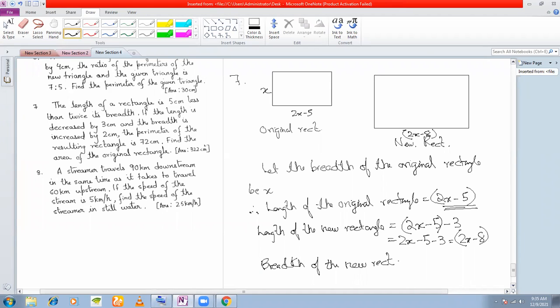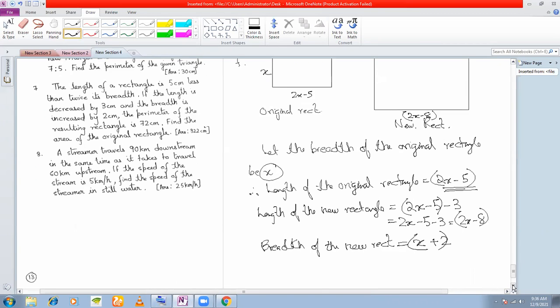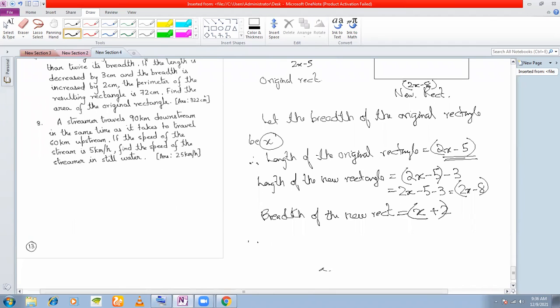Breadth of the new rectangle. Now breadth is increased by 2 centimeters. Original breadth was how much? x. So I increase the breadth by 2 centimeters, so this is the new breadth, right? Now according to the question, the perimeter of the resulting rectangle is 72 centimeters. So let's first find the perimeter in terms of x. Therefore, perimeter of the new rectangle is twice length plus breadth, right?